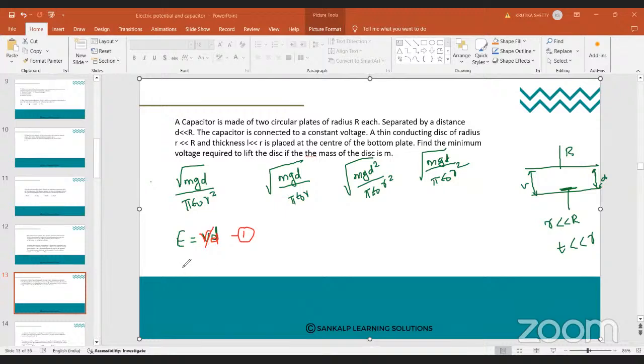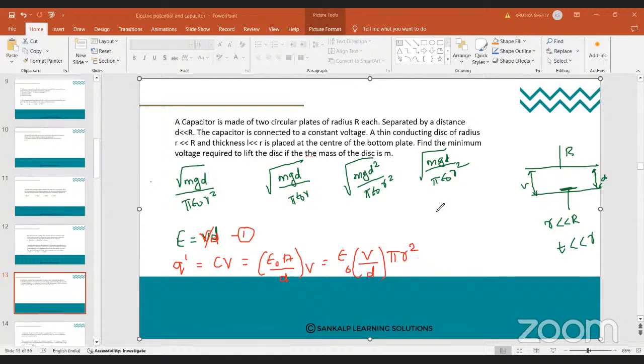Next, the charge q dash is equal to CV, which is equal to epsilon naught into A divided by D into V. I'll substitute the value of epsilon naught, V by D I'll keep as it is. And then next area, I'll take it as pi r square because it is a disk. So for a disk I can write the area as pi r square.